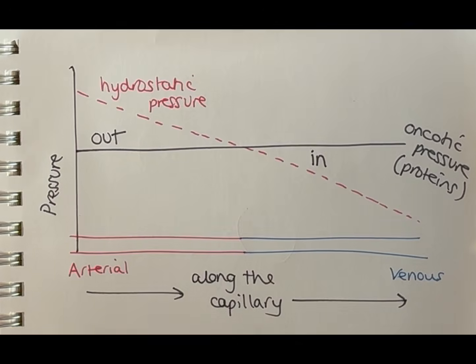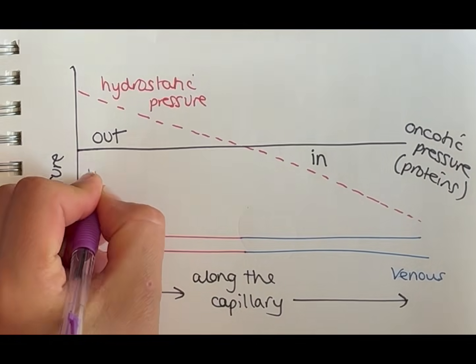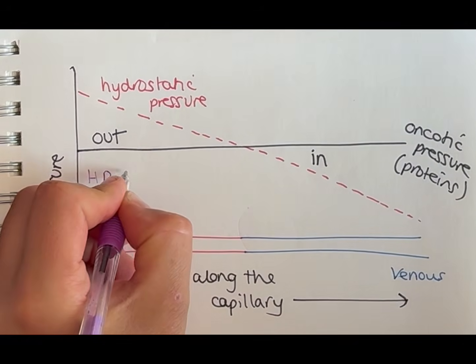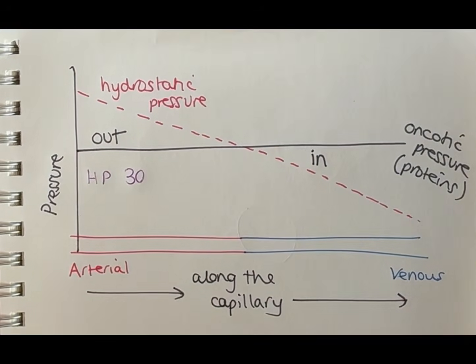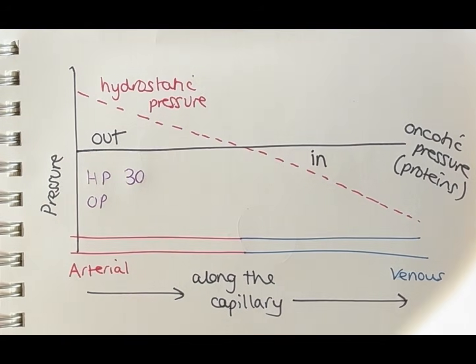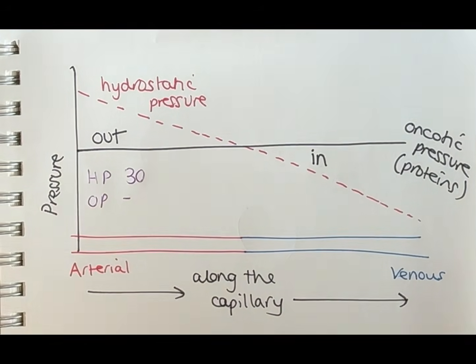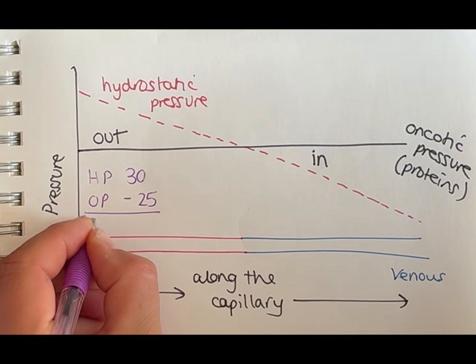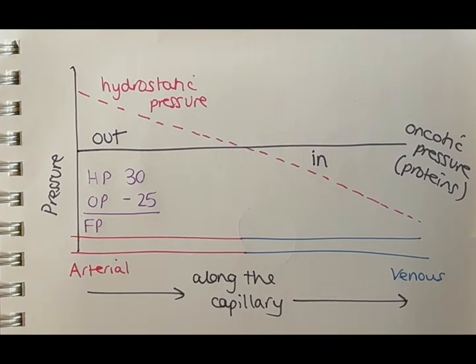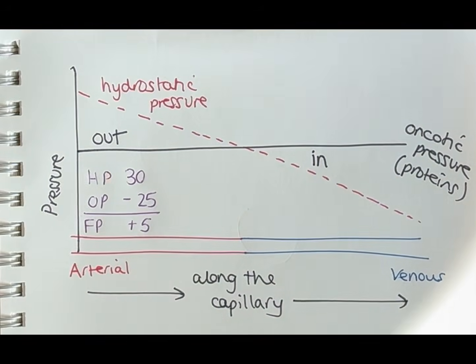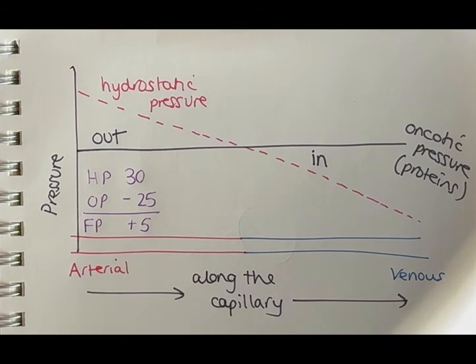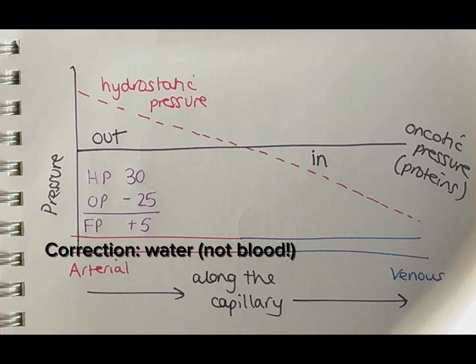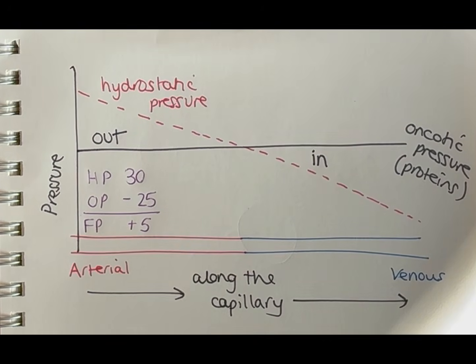For example, if we think about filtration pressures at the start, the hydrostatic pressure could be, for example, 30. The oncotic pressure is going to be drawing the opposite way to the hydrostatic pressure, so we're going to give it a negative value, and let's say that that's 25. The overall filtration pressure, therefore, is plus 5 at the start of the capillary, forcing blood and small molecules out from the capillary into the tissue fluid.